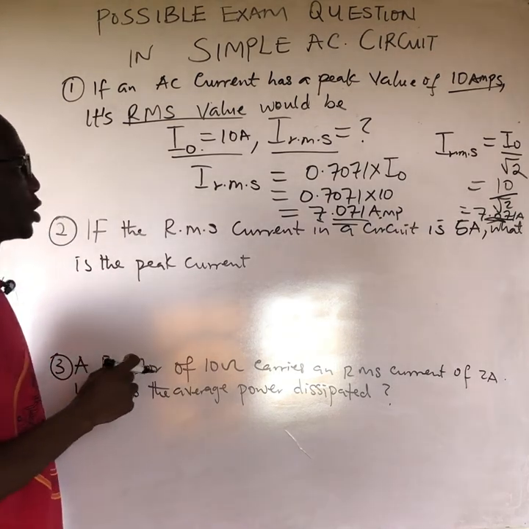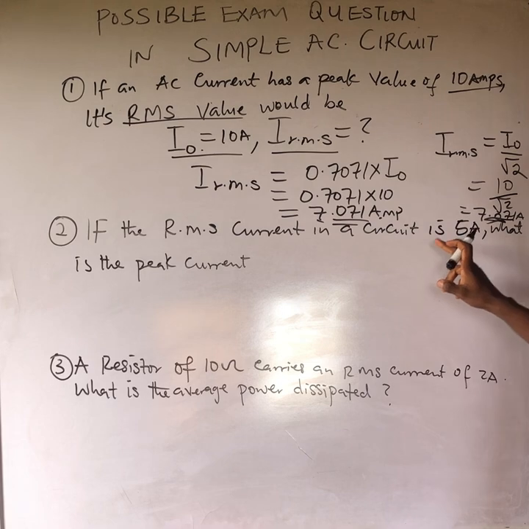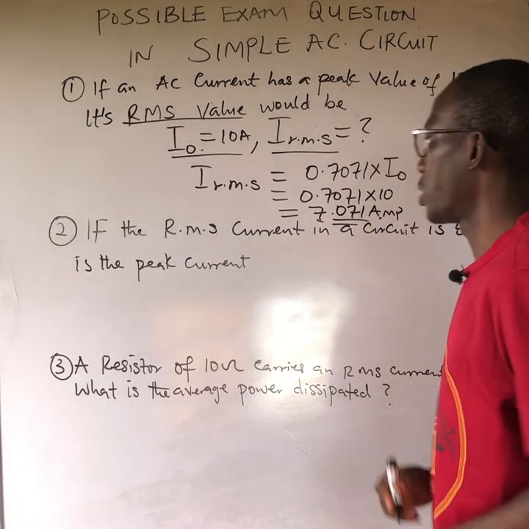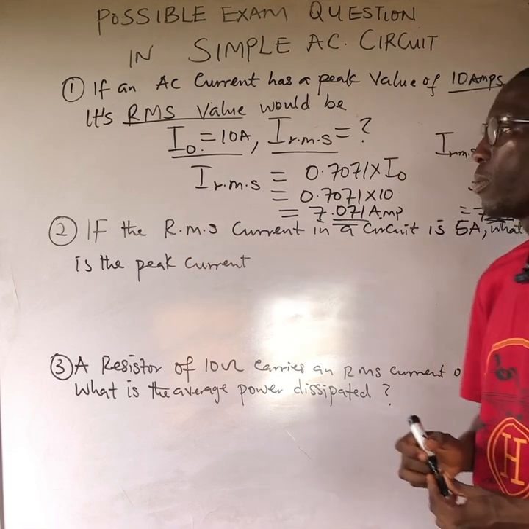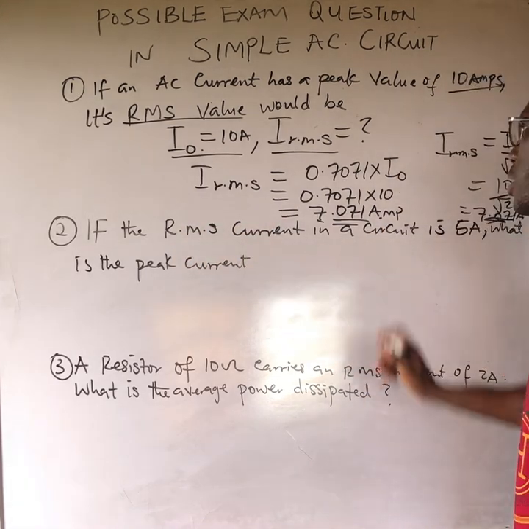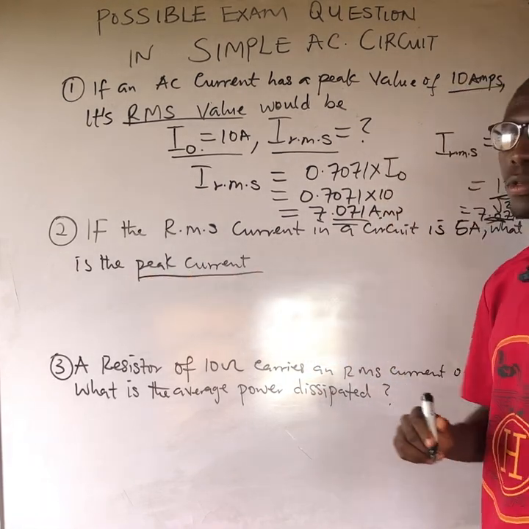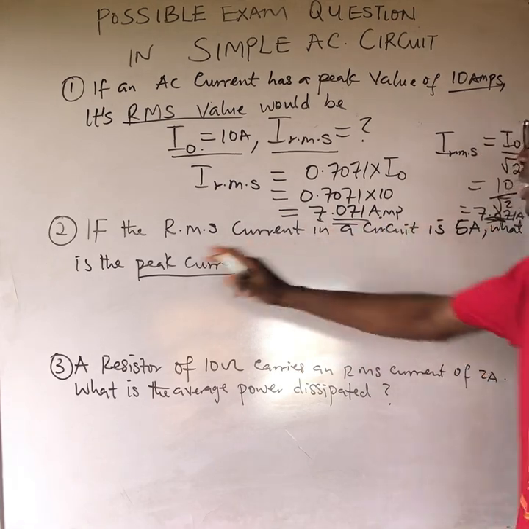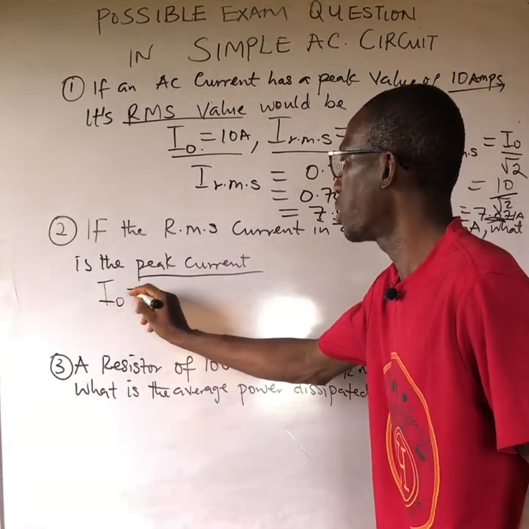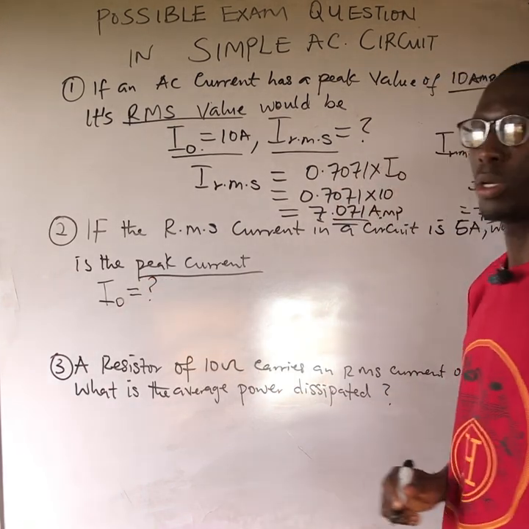Now we have the second question, which is: if the root mean square current in an AC circuit is 5 amp, what is the peak current? To solve this problem, you first have to verify what you are asked to find. You are asked to find the peak current, which is your I sub 0.